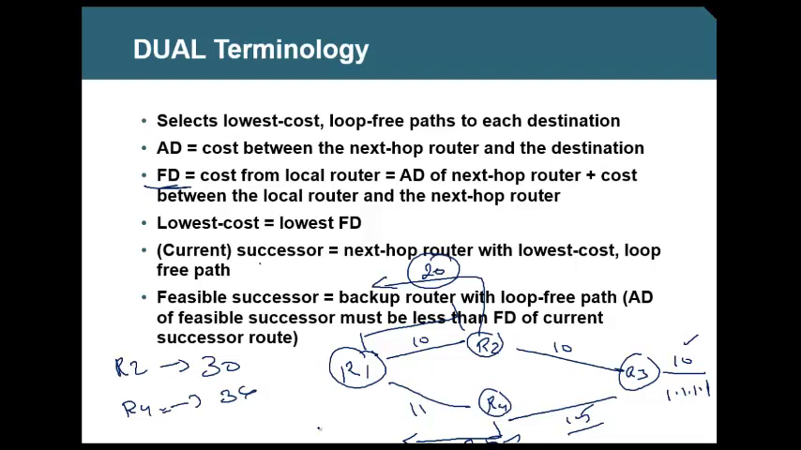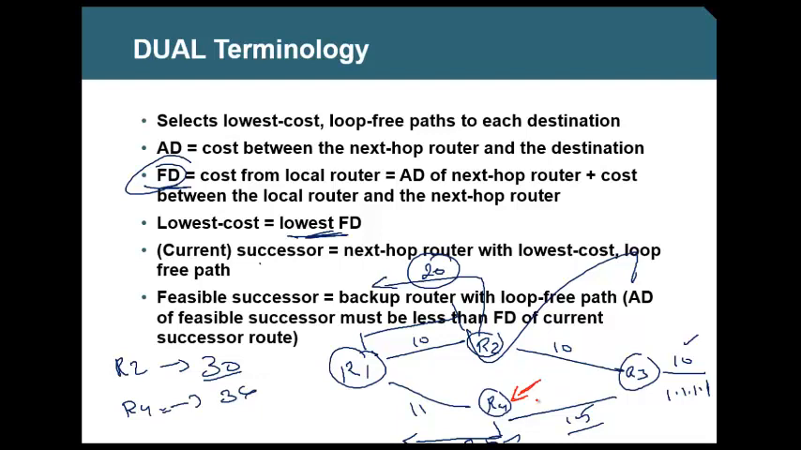Now which one is lowest? 30 is lowest. So 30 becomes the feasible distance. So the path whose metric is 30 is the primary path. Now will this be a secondary path? Will this be a backup path or not? For that, the path needs to satisfy a feasibility condition.